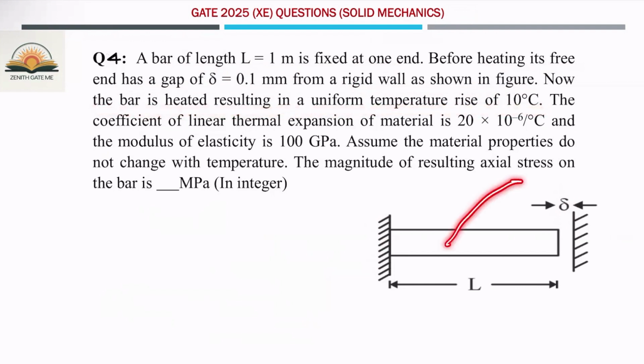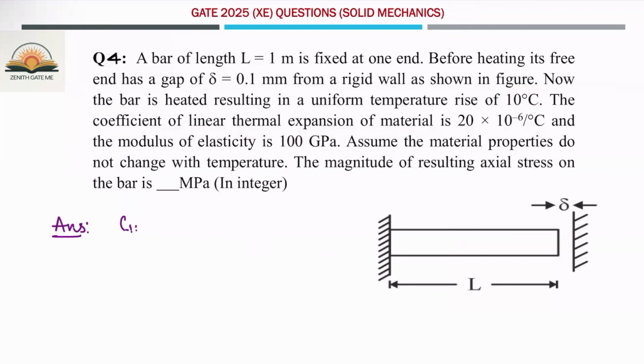Now what you are doing, you are increasing the temperature of this bar to this particular temperature. The coefficient of thermal expansion is given as 20 into 10 to the power of minus 6 per degree centigrade. And the modulus of elasticity is also given. Assuming the material property do not change with the temperature, the magnitude of axial stress you have to calculate. Okay, so first of all, understand this particular question, what is happening?